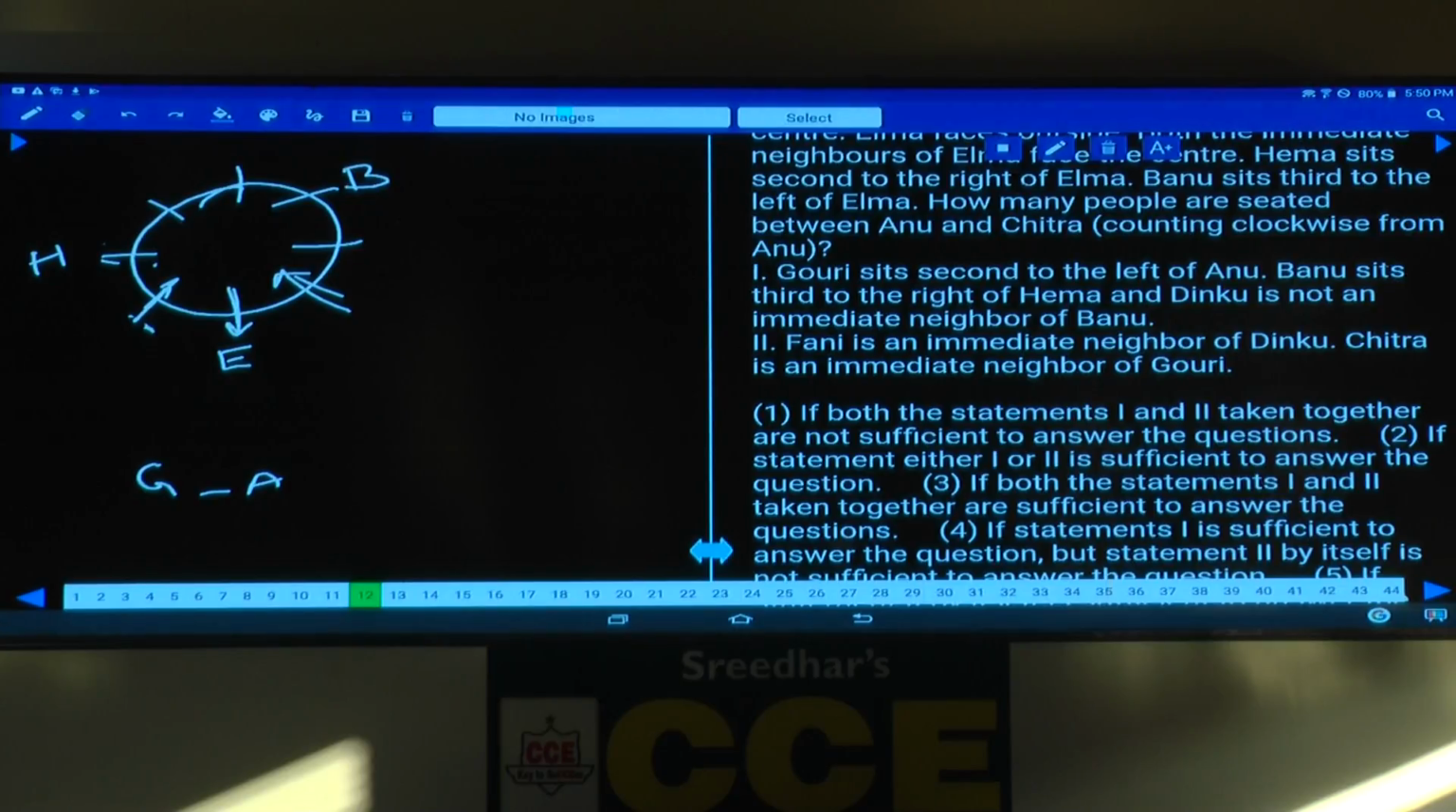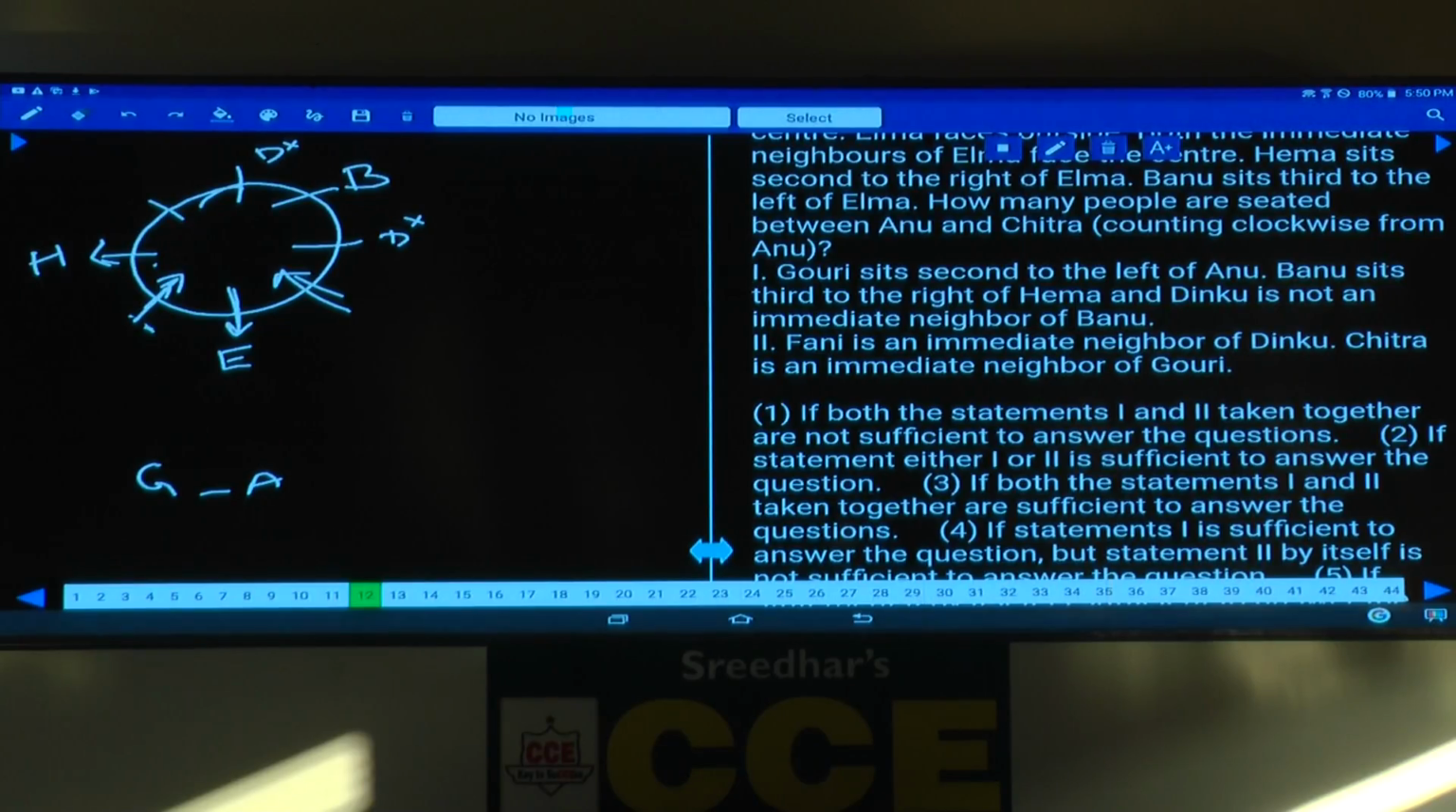Then by combining these two, tell me whether we can determine or not. G sits second to the left of A. B sits third to the right of H. And D is not an immediate neighbor of B. D cannot be in these two places, so there are 3 more places left for this one.